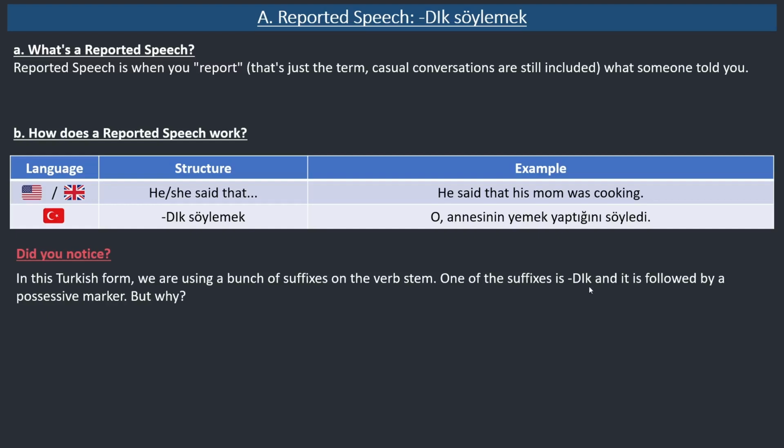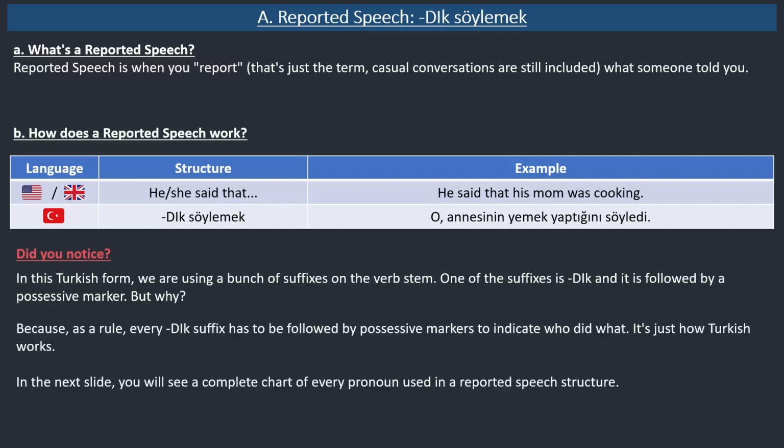The dık suffix in Turkish is followed by possessive markers. You can see the possessive marker here, like o, ı. O and ı are connected. O annesinin yemek yaptığını söyledi. We use the possessive marker because it is just a rule.